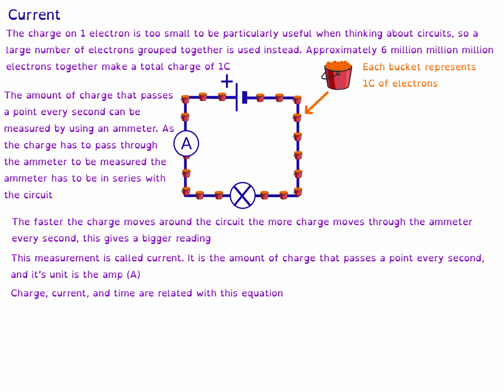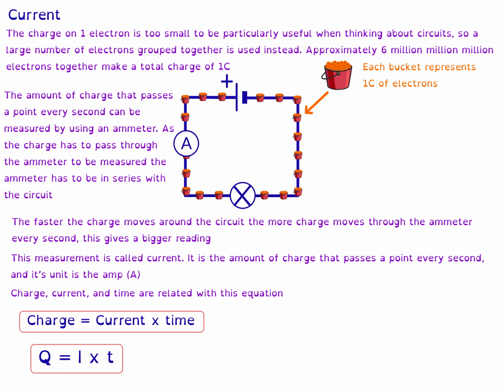Charge, current and time are related with this equation. Charge equals current times the time, or Q equals I times T. The units: charge Q is in coulombs, capital C, current I is in amps, capital A, and time T is in seconds, little s.